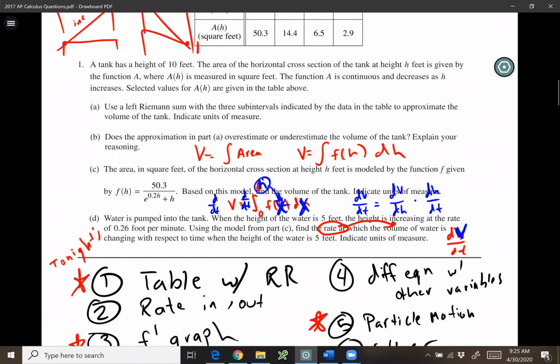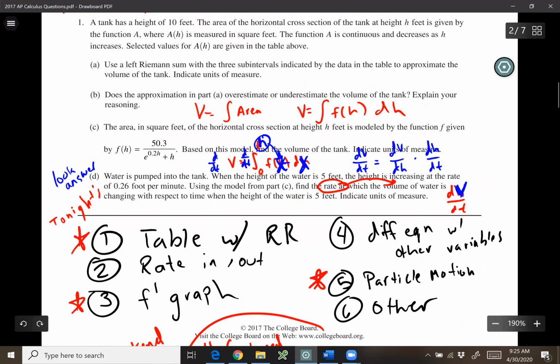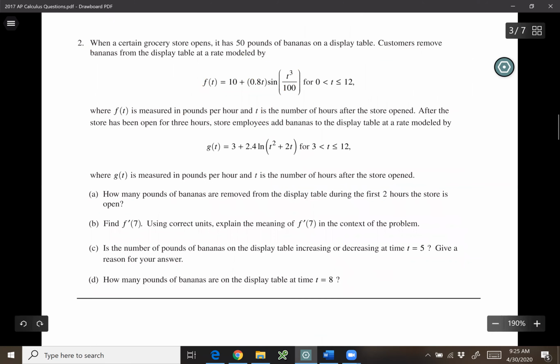That one's really weird. Honestly, on D, you might just look at the answer and try to figure it out from there because it's such a weird question. A lot of my kids on this exam, several of them did get 5s. They all said that they got that part D wrong.